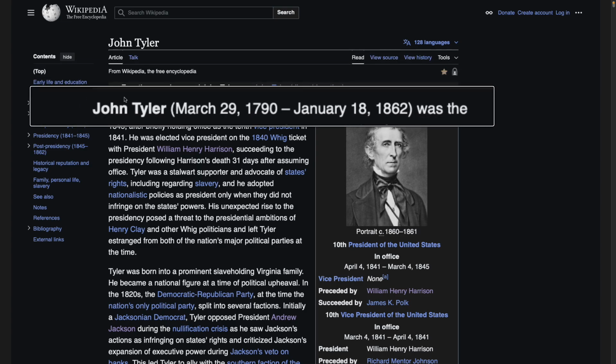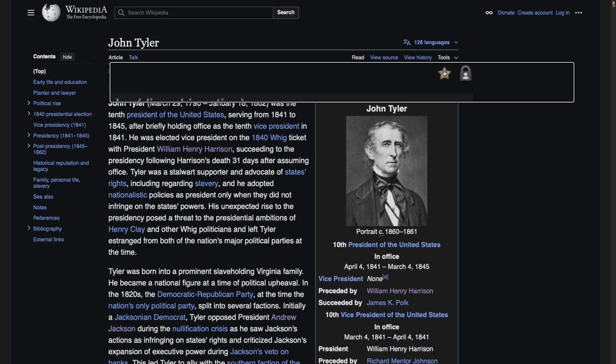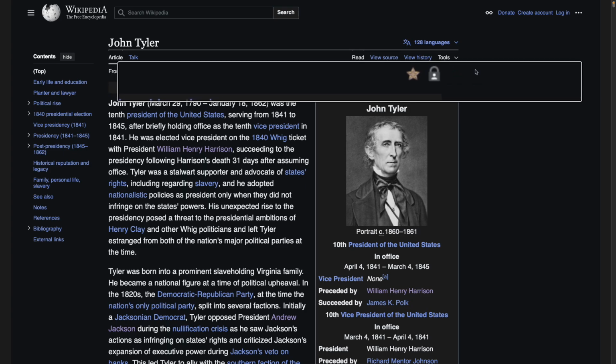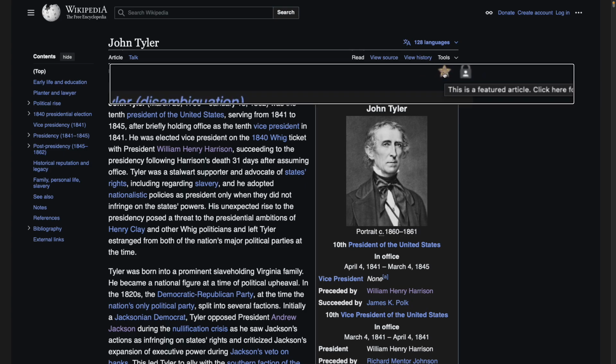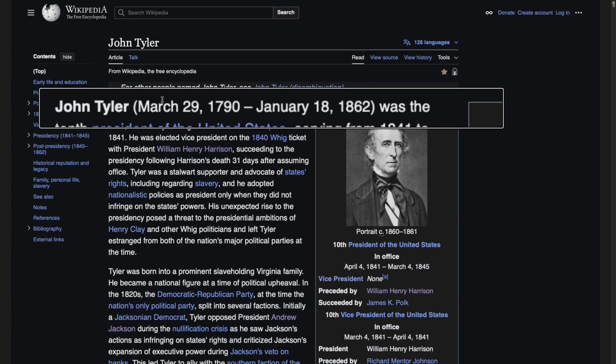By the way, this is a featured article on Wikipedia, which is a treasure trove. Very rare, very good. The best of the best. Premium. All right, enough BS.